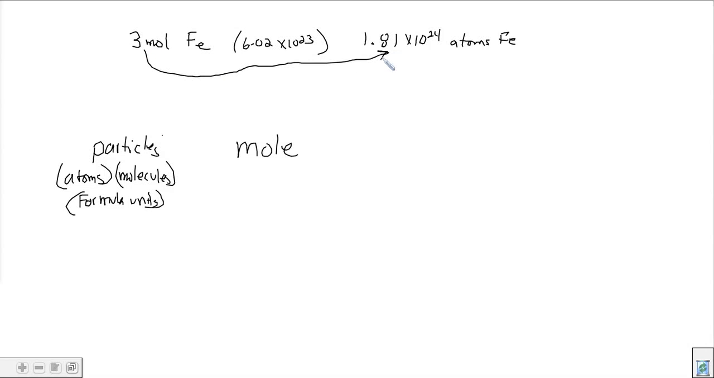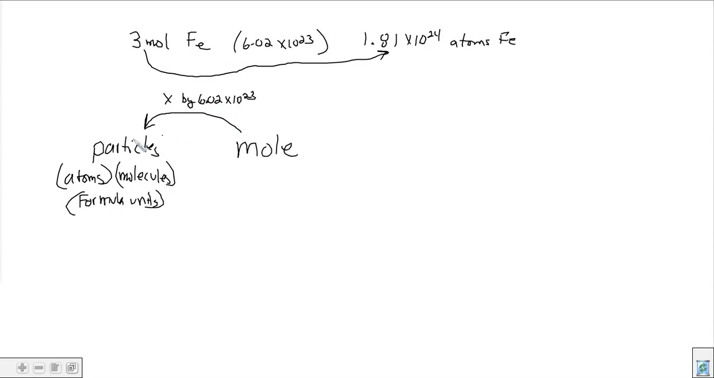So if I'm going to go from moles to particles, here's what I'm going to do. I'm going to multiply by 6.02 times 10 to the 23rd. So you can draw yourself a little sort of chart like this to help you remember. If I'm starting with moles, going to particles, I'm going to multiply by 6.02 times 10 to the 23rd.